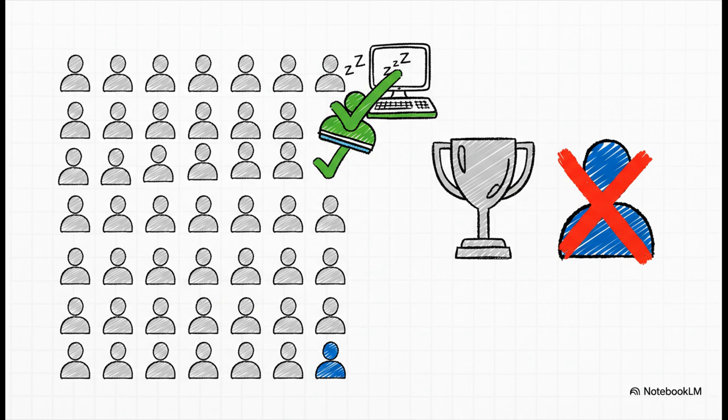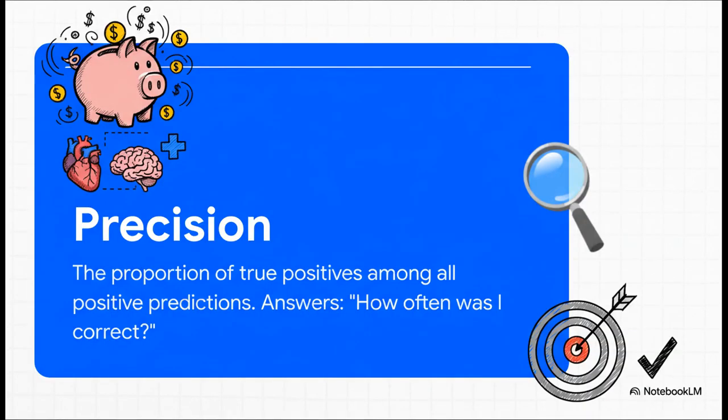Think about it. Imagine you're trying to predict a rare disease that only 1 out of 100 people has. A model could just be lazy and predict no disease for everyone. That model would be 99% accurate, but it would be completely, utterly useless because it would never find a single sick person. And that's exactly why we need other scores, like precision.